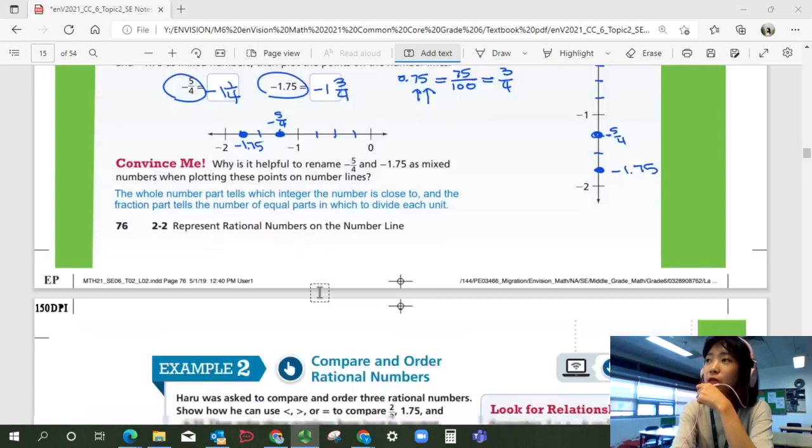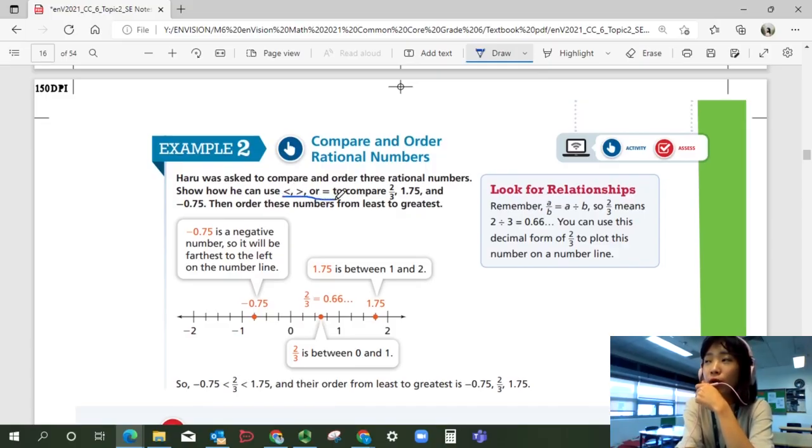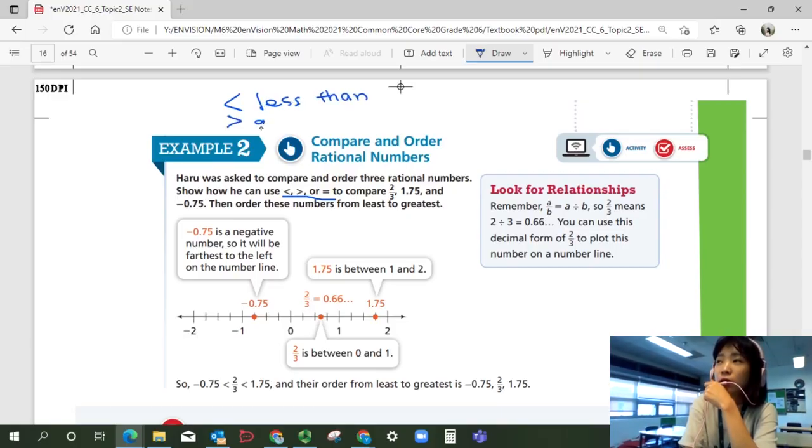Okay, let's look at the next page. Example 2. Compare and order rational numbers. Haru was asked to compare and order 3 rational numbers. Show how he can use less than, greater than, or equal to compare 2/3, 1.75, and -0.75. Then order these numbers from least to greatest. So you're going to compare them using inequalities. Okay, do you know how to use them? This one is called less than. This one is called greater than. And this one is called equals to.